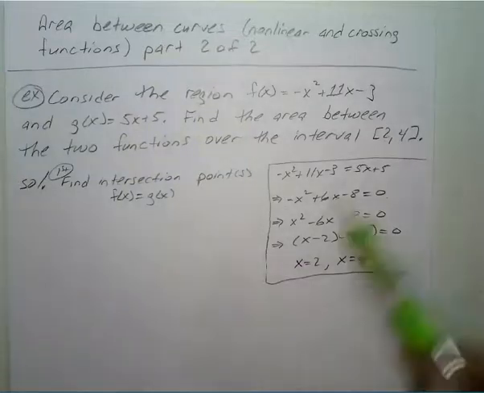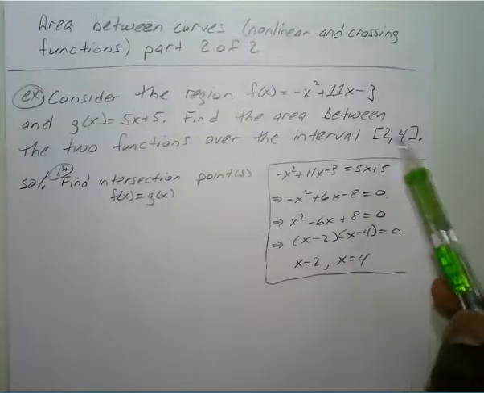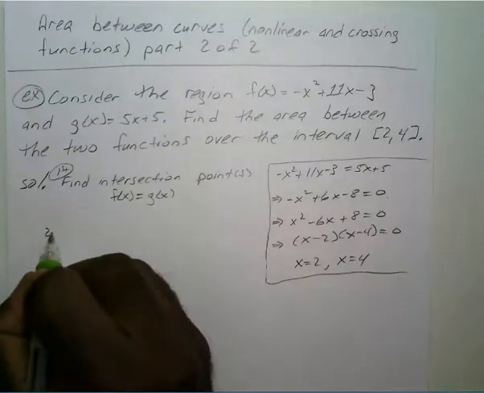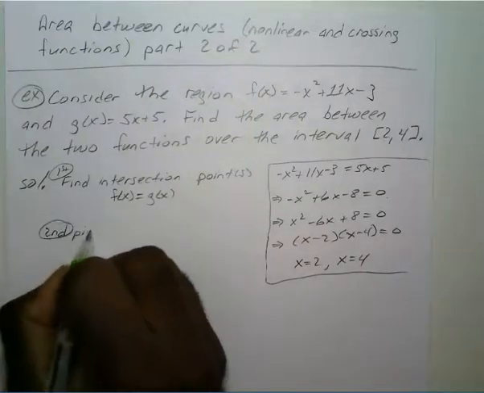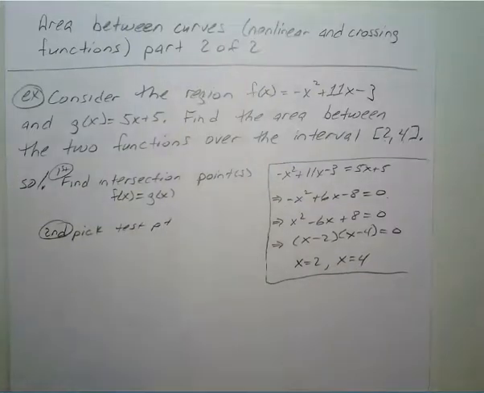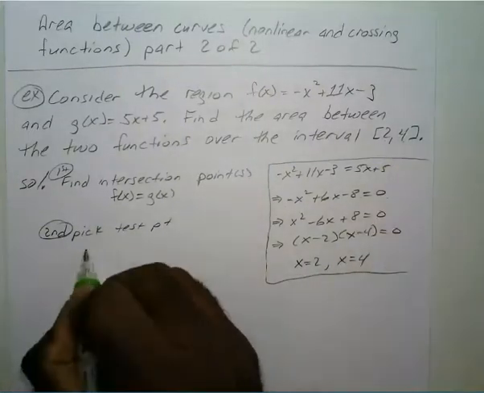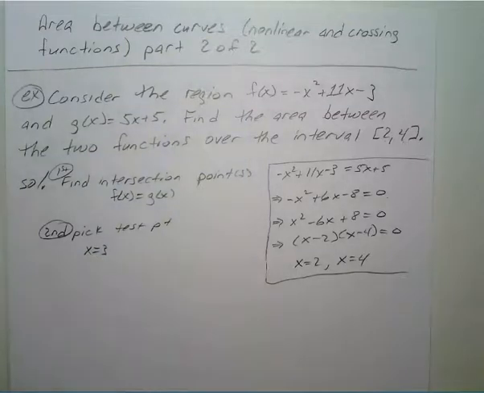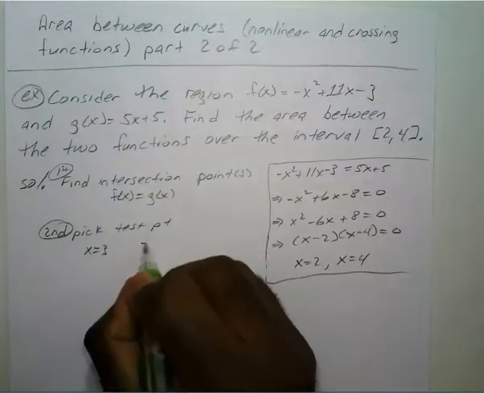Okay, so they don't intersect in between, just right at those endpoints, so you can just go ahead and move forward. So we go with our second step where we pick our test point. Between 2 and 4, I just pick x equals 3. Again, it can be completely random. It's completely up to you.